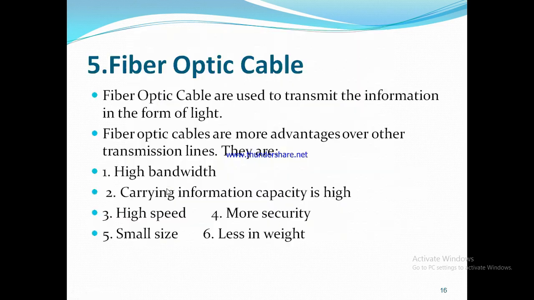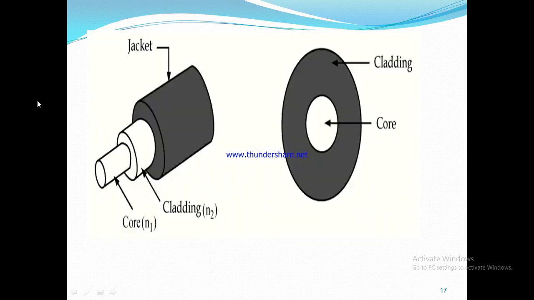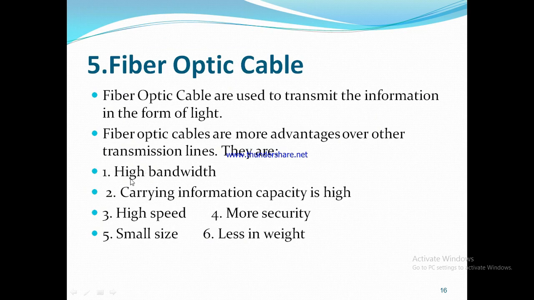Next one is fiber optic cables. These are used to transmit information in the form of light. This is a fiber optic cable. It has a core and cladding at this place. This is the core and cladding that is surrounded with a jacket.